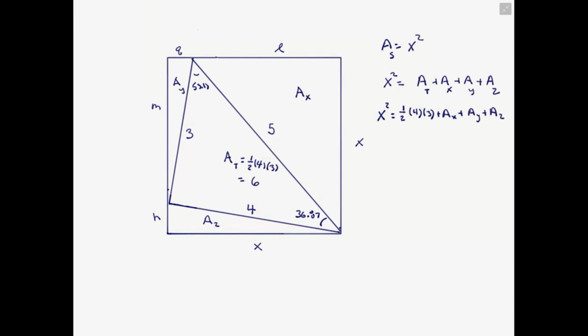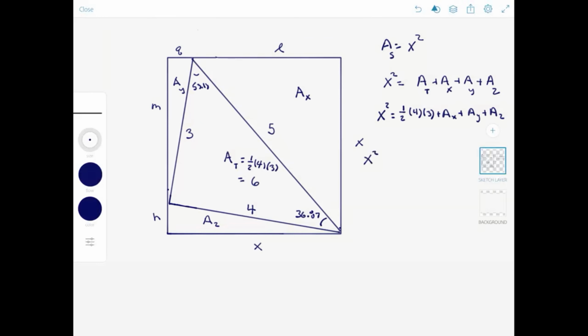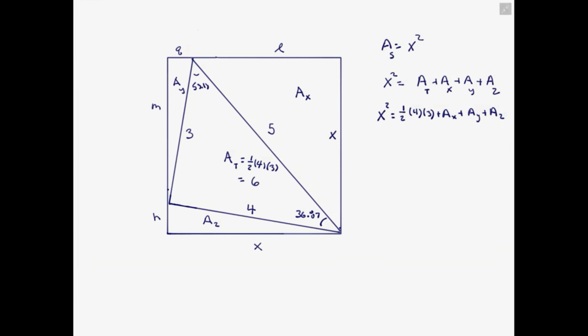So I have here x squared. I'm going to move this x inside so we don't get confused, and I'm going to give us a little more space to write. Okay, so I have x squared equals 6 plus a sub x.